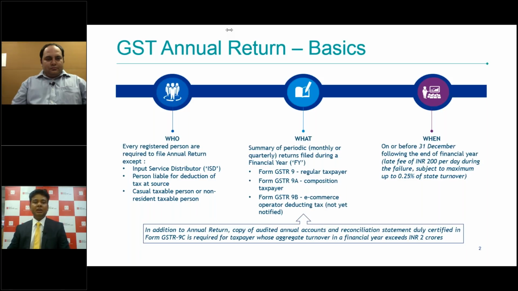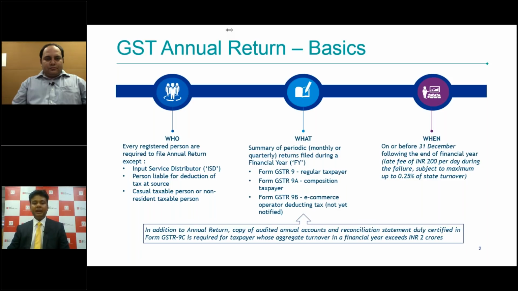Then, if you're a person who is only liable to deduct tax at source, basically government departments that do not have any taxable supplies, they don't need to file it. And any casual taxable person or non-resident taxable person. So clearly, everybody who is in business in India would need to file it. The exceptions are only meant for those cases where the registrations are only to do a certain set of compliances, but nothing to do with payment of tax. So everybody would need to file it.